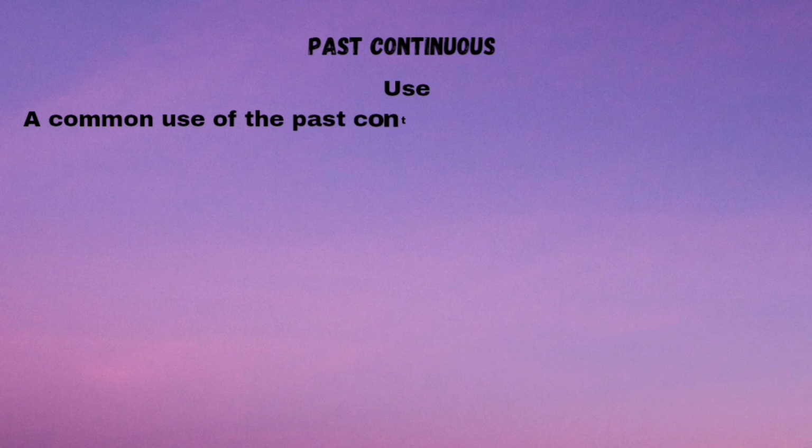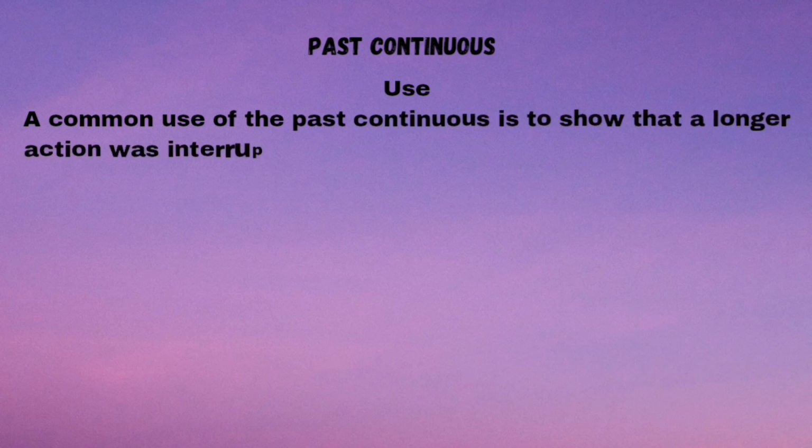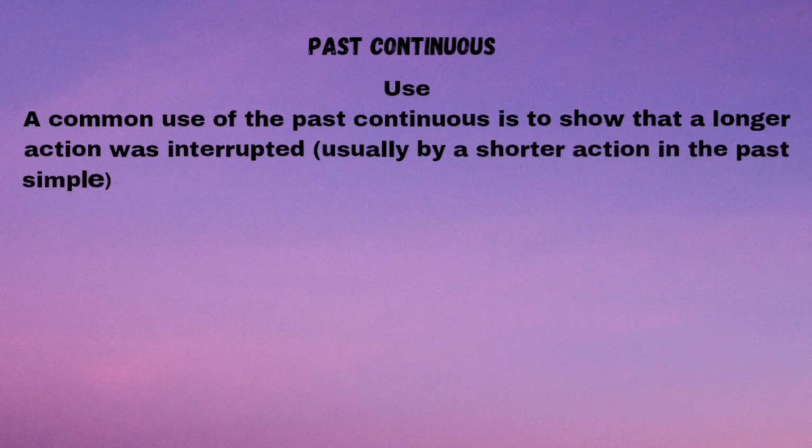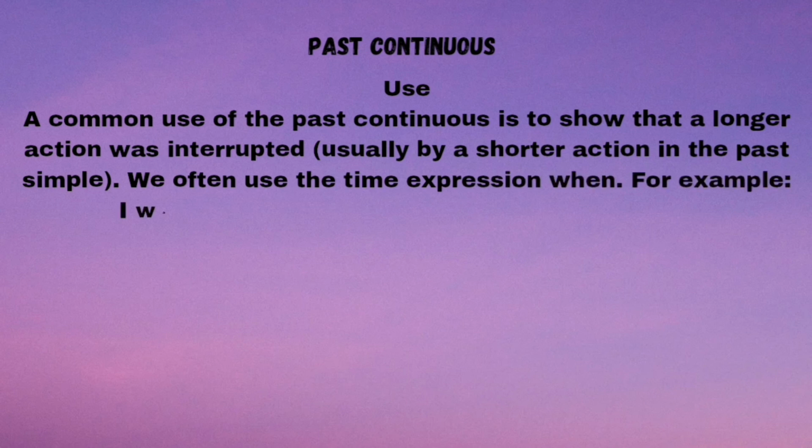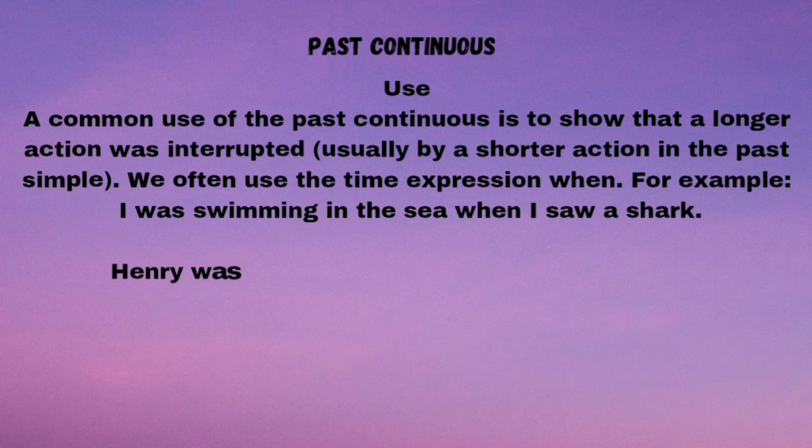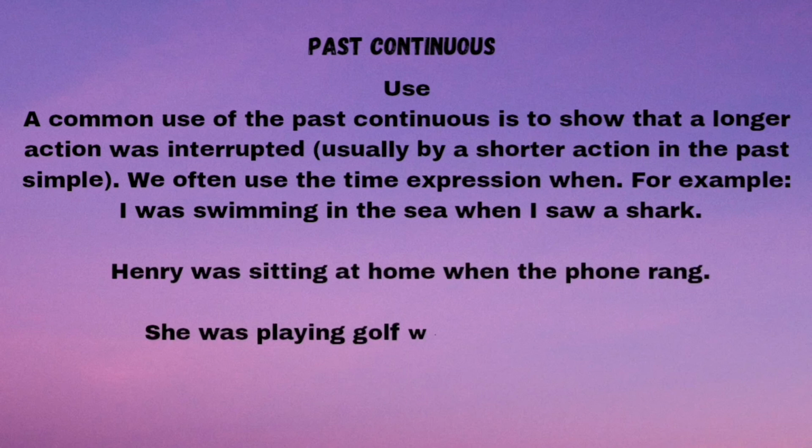Past continuous, the use. A common use of the past continuous is to show that a longer action was interrupted, usually by a shorter action in the past simple. We often use the time expression when. For example, I was swimming in the sea when I saw a shark. Henry was sitting at home when the phone rang. She was playing golf when it began to rain.